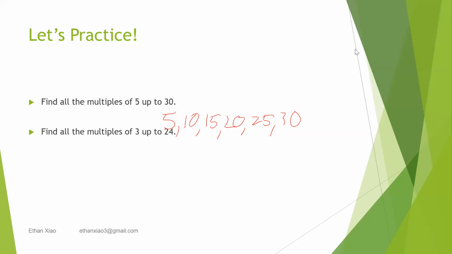And next, we're going to do all the multiples of 3 up to 24. So what I'm going to do is do the same thing we did in the last problem. First 3, then 6, then 9. Just multiply 3 by numbers and go up until you reach the last number. So this would be the answer. And remember, don't skip any of the multiples because we need all of them.